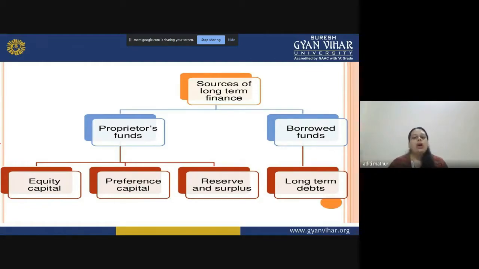And borrowed funds are the long-term debts. It can be debentures, it can be a loan taken from other financial institutions or the banks, right? Which are for a big period of time, generally 10 years, 15 years, 20 years, and so on. So what we are studying, we are actually trying to come up to a ratio of your owner's fund to your borrowed fund, right? And we have to maintain a balance between these two types of sources of long-term capital.